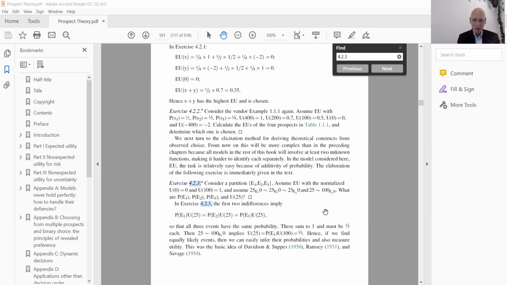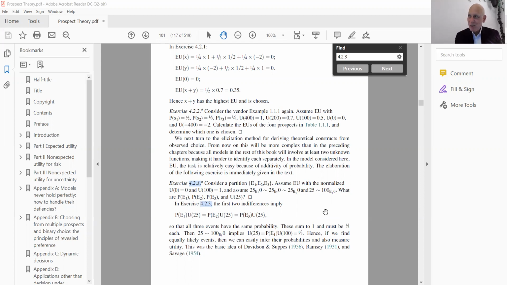Exercise 4.2.3 shows another way in which it can be easy sometimes. In this exercise, we have three equally likely events that partition the state space. Then you immediately know they must all have the same. Equally likely means you just as much like to gamble on them. If you get €100 on each, you're indifferent between them. That's how I mean equally likely.